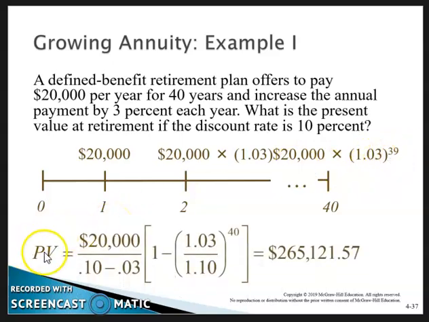So the formula would be 20,000 divided by the discount rate or required rate of return of 10% minus the growth rate, multiplied by 1 minus 1 plus the growth rate divided by 1 plus the discount rate, to the 40th power. That's $265,000, what the present value of that 40-year income stream would be.